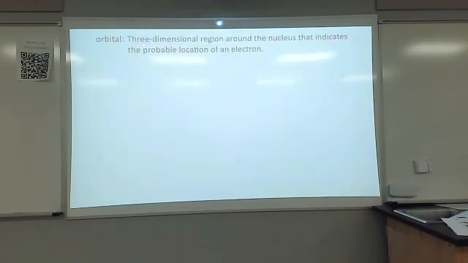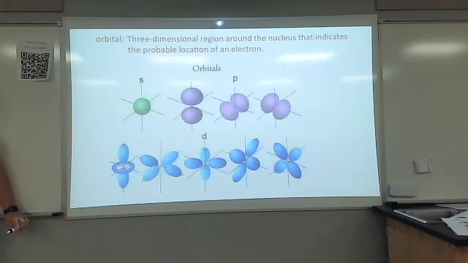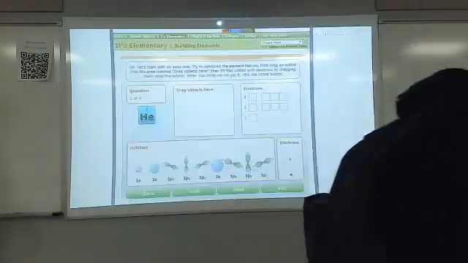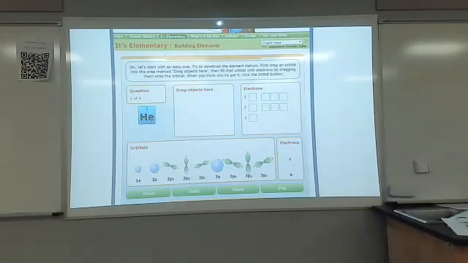By definition, an orbital is a three-dimensional region around the nucleus that indicates the probable location of an electron. And so here's a few examples of what they might look like. Some spherical ones here. These are more lobe shaped. These kind of have maybe a parabolic shape. And we've also got the weird donut ones too. This is what the computer simulation is going to look like.